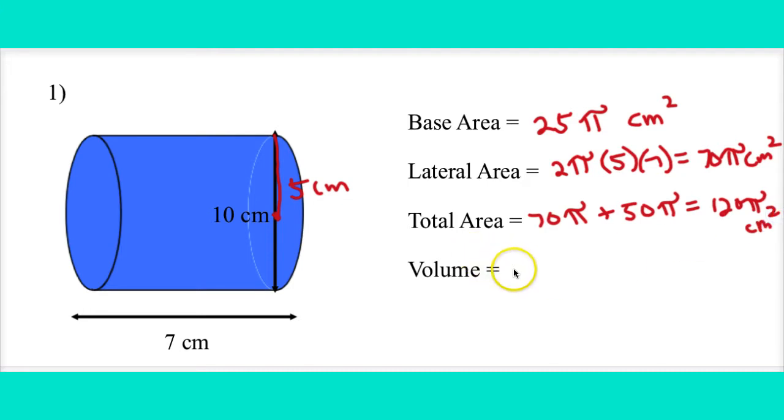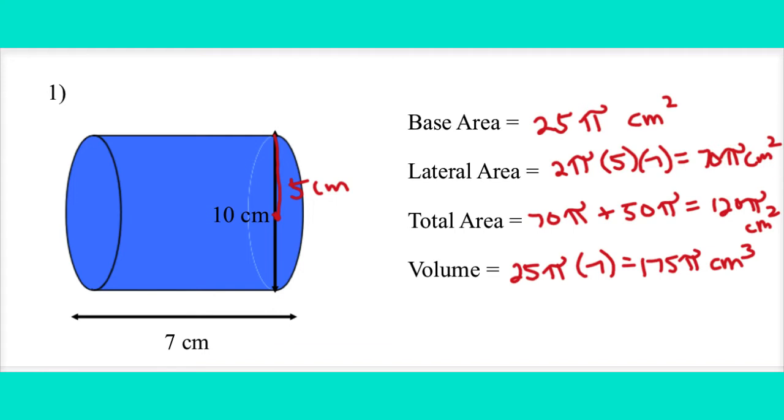Volume we know is pi r squared times the height, because it's the area of the base times the height. So I have 25 pi for the area of the base, times our height of 7, and that would give us 175 pi centimeters cubed for volume.